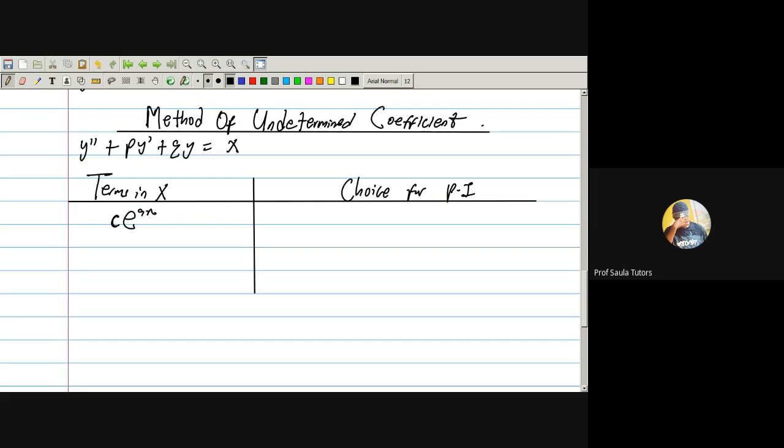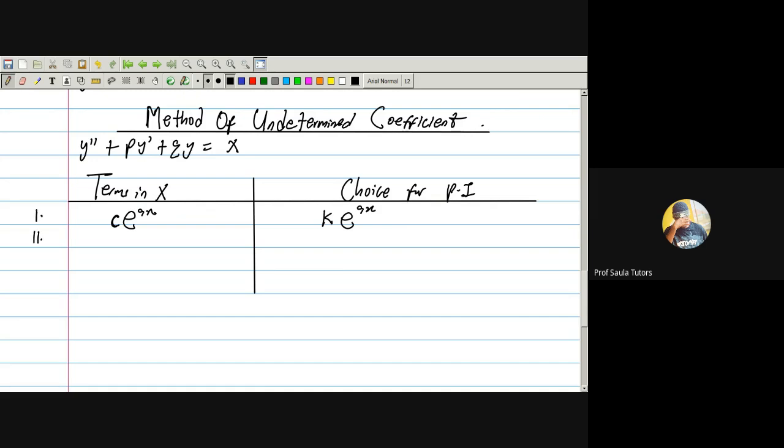Let me see what you have here, like 3 exponential 2x. No matter what it has, if your term in x is exponential with some coefficients, you are going to guess your trial solution as k exponential ax. Don't worry, you are going to solve questions on it. Just take note. This is the first guess.